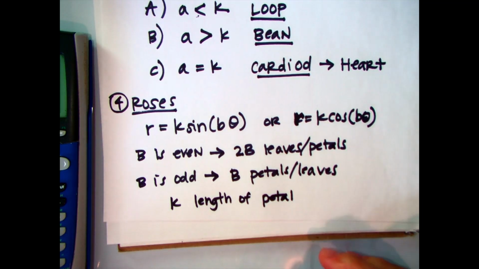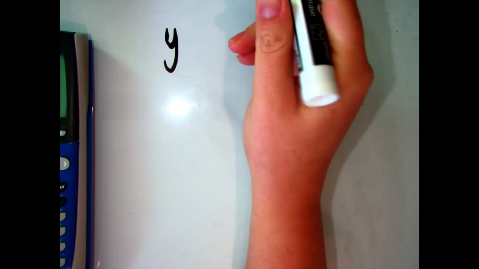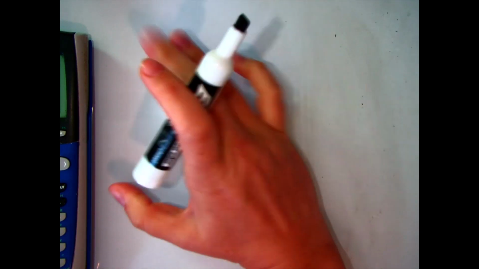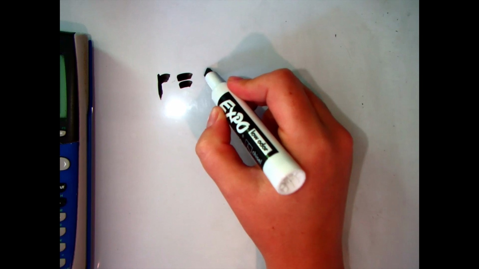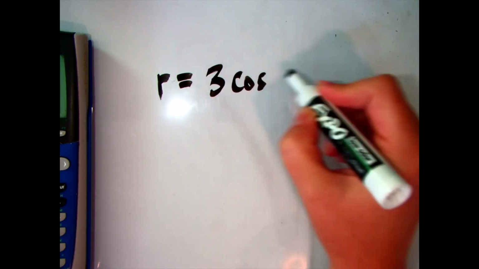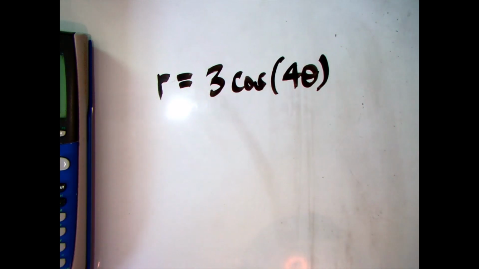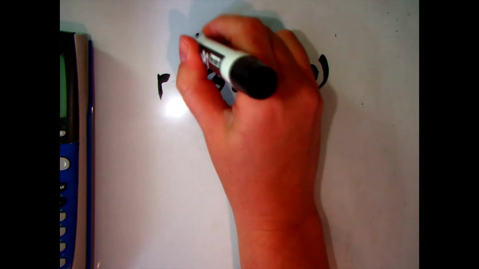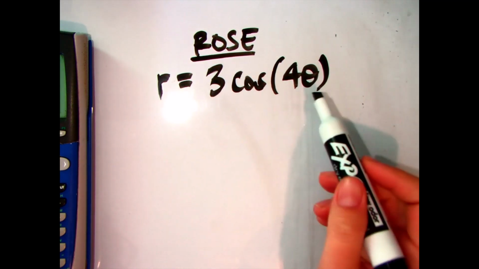I'm going to just get an equation and write it out here. Let's do r equals, and we'll do, I don't know, 3 cosine of 4 theta. So this is the equation for a rose. One of your jobs will be to identify which of these categories we fall into, and there are 5 main categories, so we've talked about 4 of them so far. This is a rose because of the way the equation is set up.